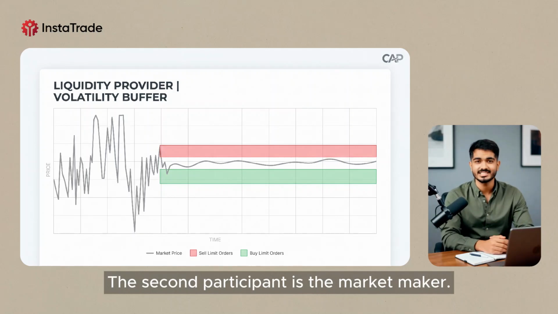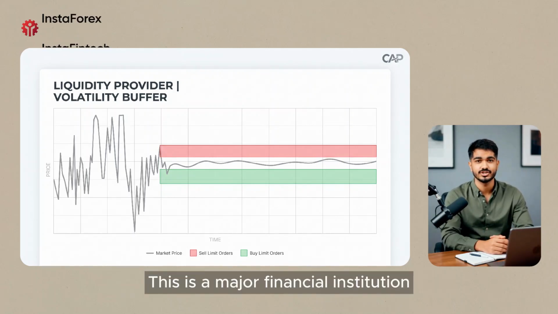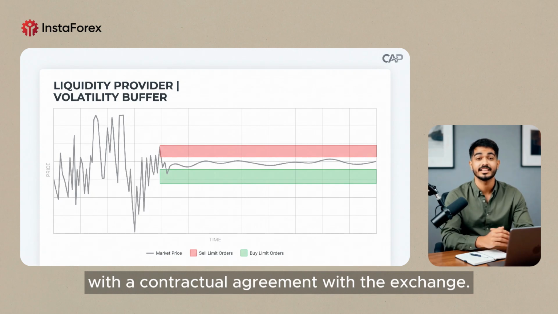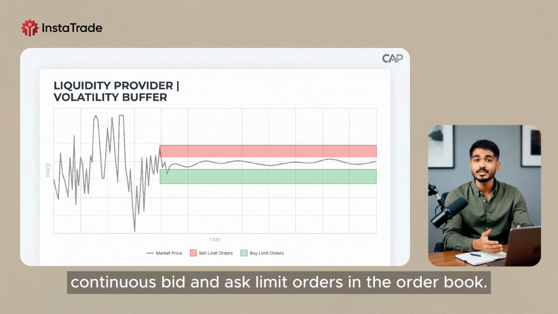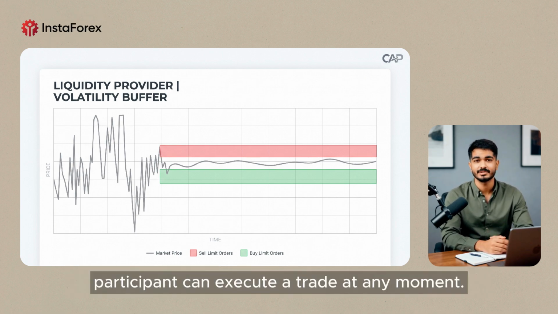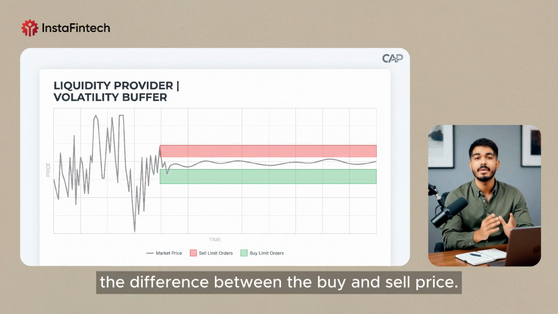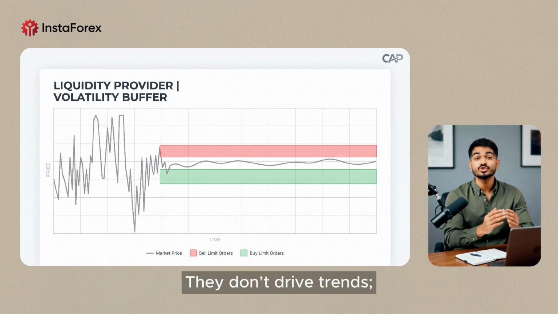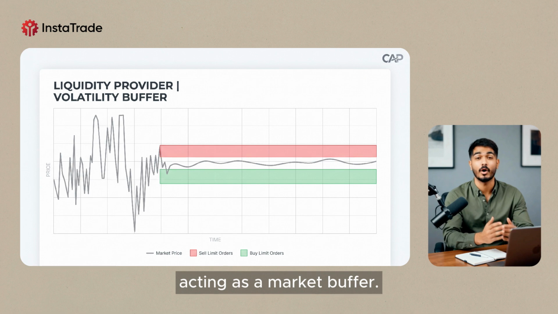The second participant is the market maker. This is a major financial institution with a contractual agreement with the exchange. A market maker is obligated to maintain continuous bid and ask limit orders in the order book. This provides liquidity so any participant can execute a trade at any moment. Market makers profit from the spread, the difference between the buy and sell price. They don't drive trends, instead they dampen excess volatility, acting as a market buffer.